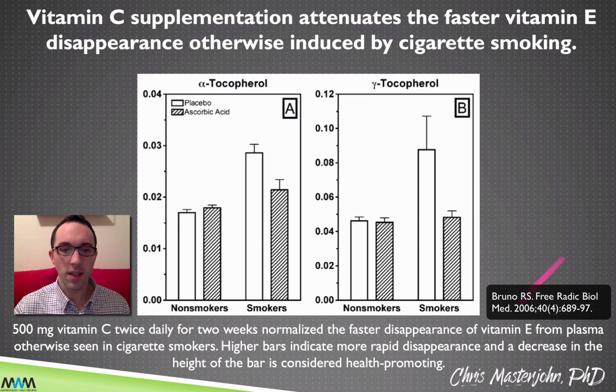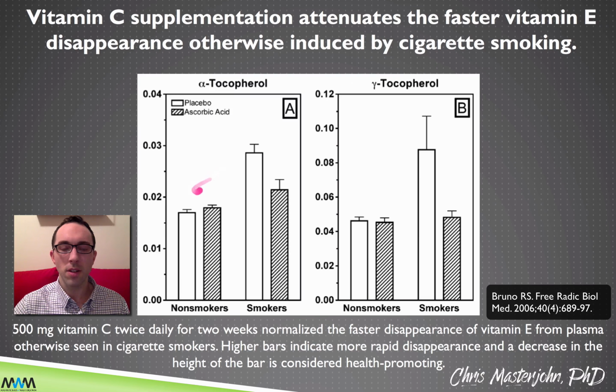If you see on the screen, this is a study where the disappearance of alpha and gamma tocopherol were looked at in non-smokers and smokers. And so these bars, the higher up they are, the faster vitamin E is disappearing from that person's body. And it's disappearing because it's oxidized, but it's not effectively recycled. And so it winds up going down further irreversible oxidation steps where you can't recycle it anymore and you've irreversibly lost it. And on the left panel is alpha tocopherol, on the right panel is gamma tocopherol.